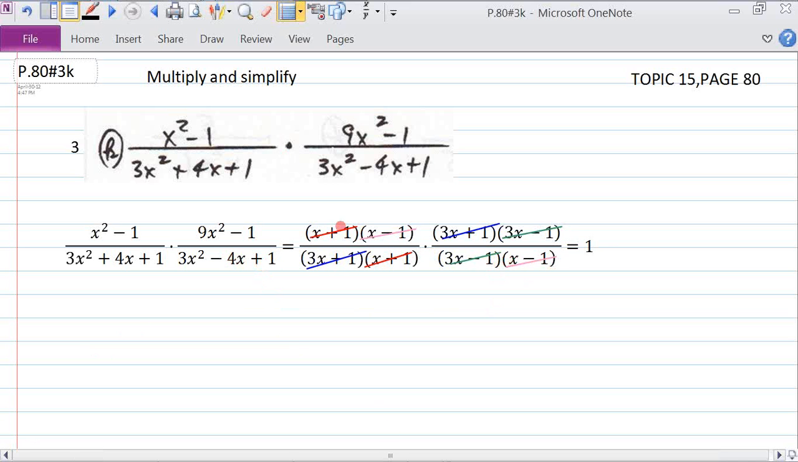So now you look for the common factors. 3x plus 1 can be canceled here. X plus 1 can be canceled here. X minus 1 can be canceled here. And so we're left with 1. Every single term cancels: the 3x plus 1, the x plus 1, the 3x minus 1 right here, and the x minus 1. So each one of these cancels, and we're left with 1.